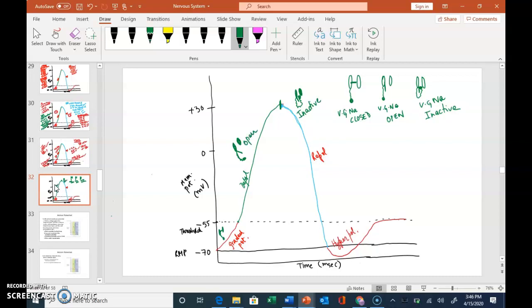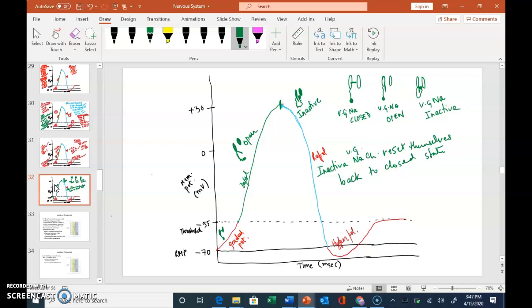Okay, now listen carefully. During repolarization, as more and more voltage gated potassium channels open up, these inactive voltage gated sodium channels reset. So during repolarization, the inactive voltage gated sodium channels reset themselves back to closed state. Okay, so one more time, let's review.